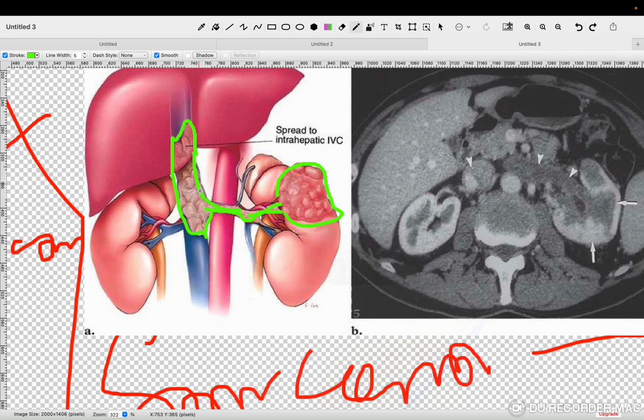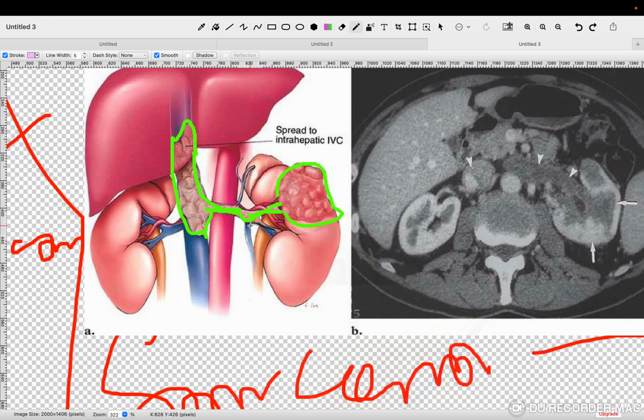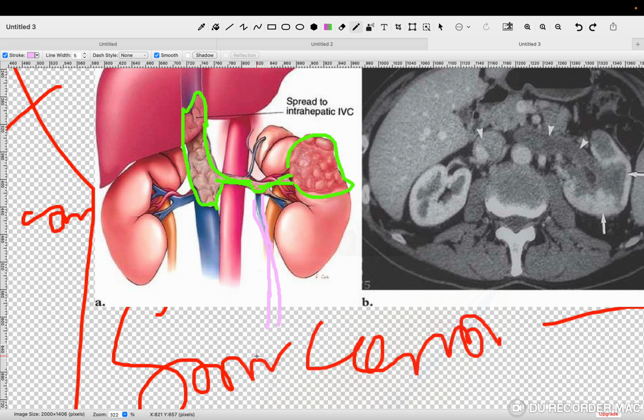After that, notice here, there is one vessel. Let me make that vessel in the color pink. So this is this vessel. Yeah? This vessel will continue downward until it reaches what? Yes, until it reaches the testicle, because this is the gonadal vein basically. So this is the gonadal vein.